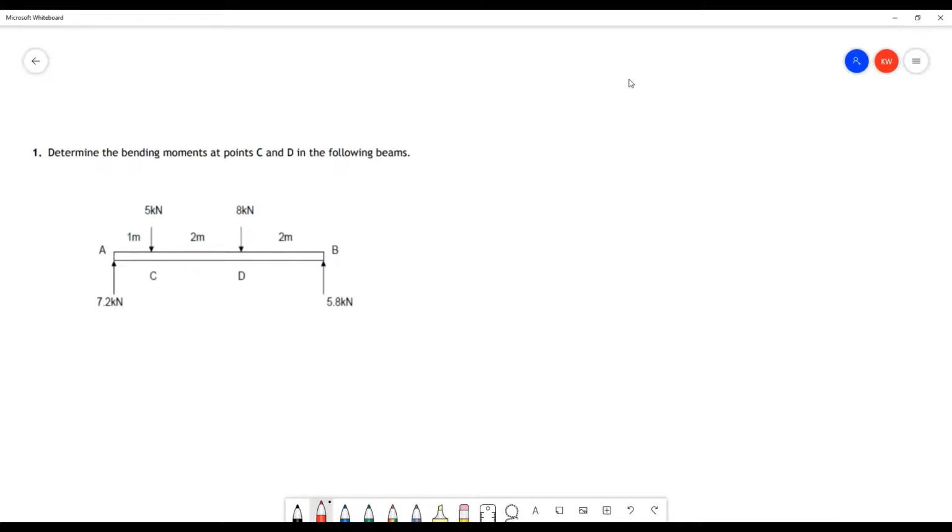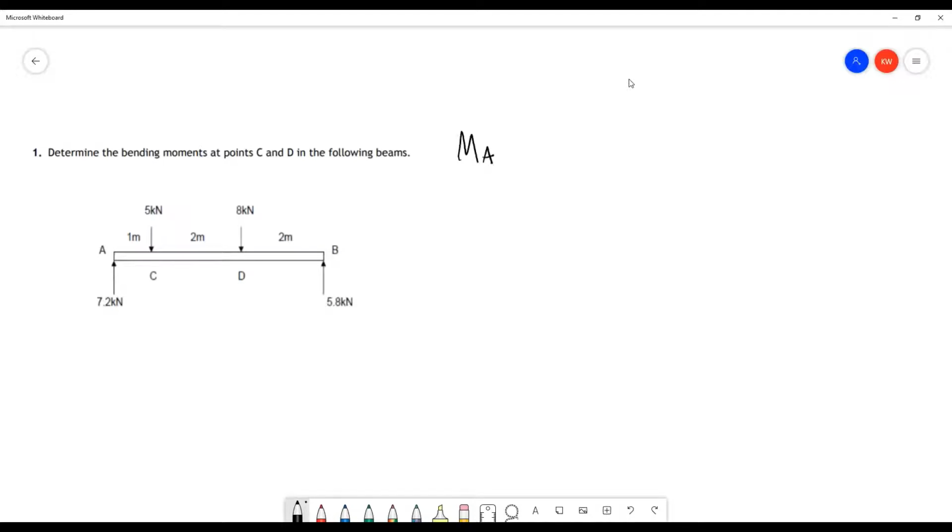This is example 1, and we'll use the convention of taking a cross-section at each point and calculating the moments to the left of that point in order to determine the bending moment. So we start off finding the bending moment at point A.